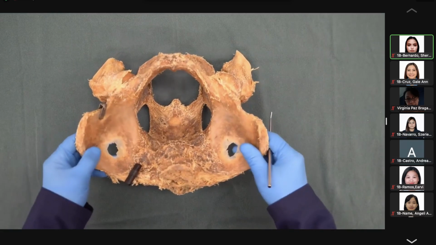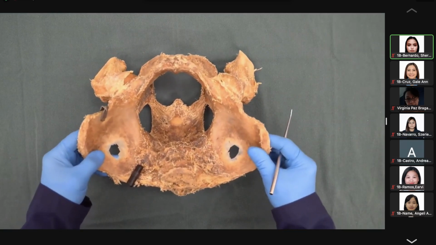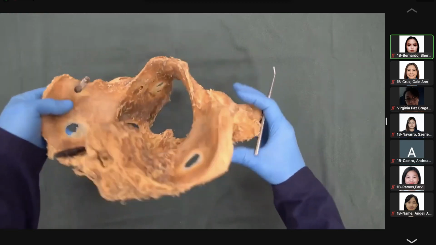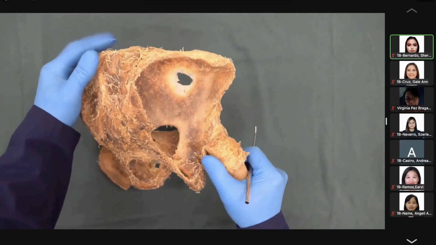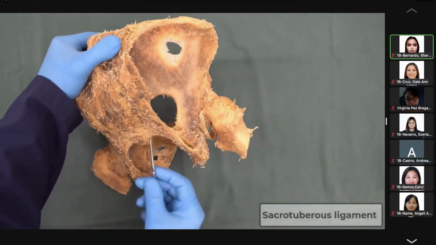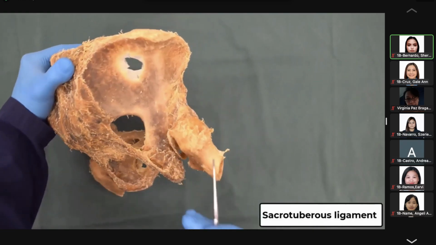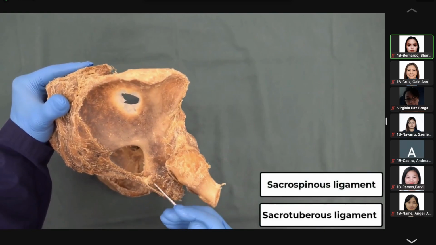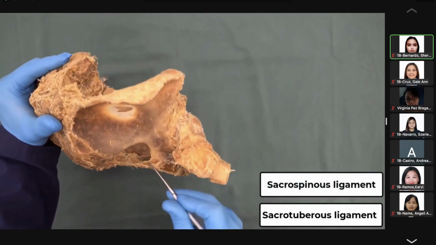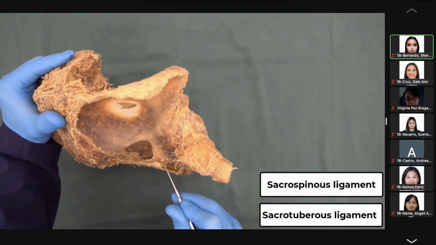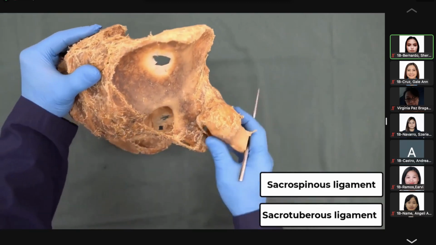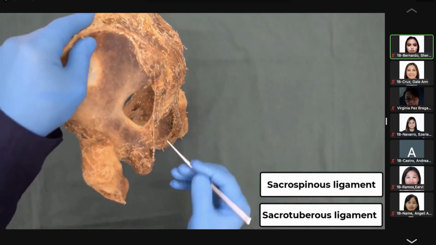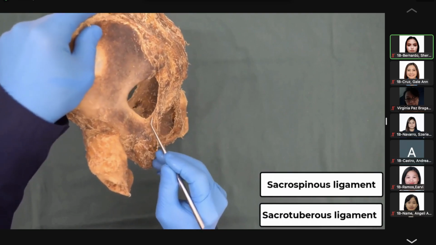Okay, let's look at the ligaments in the real pelvis. I'm going to turn the pelvis and look at the lateral side. Here is the sacrotuberous ligament, and right here is the sacrospinous ligament. As you can see, the sacrospinous ligament is covered by the sacrotuberous ligament in the real specimen. It's totally different from the plastic one. So sacrotuberous ligament, and here is the sacrospinous ligament.